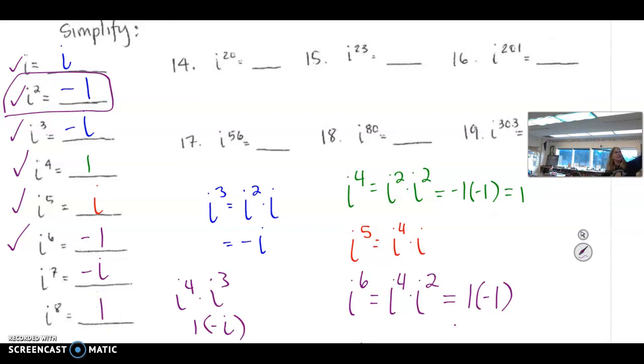It's i, -1, -i, 1. i, -1, -i, 1. But you're not going to want to have to work that out forever, because I'm going to ask you to simplify things like i to the 20th. That's not too far down the list. You could work the pattern through and get to i to the 20th. But do any of you have a shortcut to figure that out?